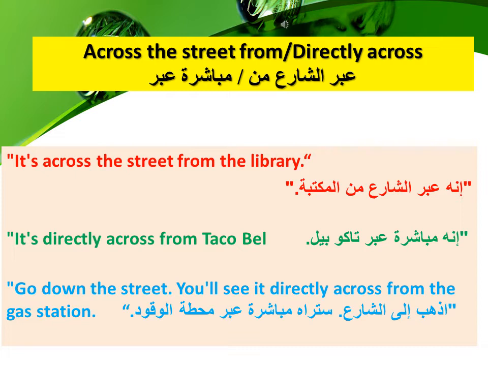Next one. It's directly across from Taco Bell. Go down the street. You will see it directly across from the gas station. So these are other expressions that you can use for giving directions.